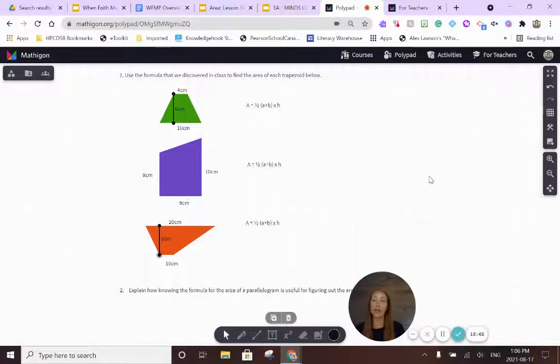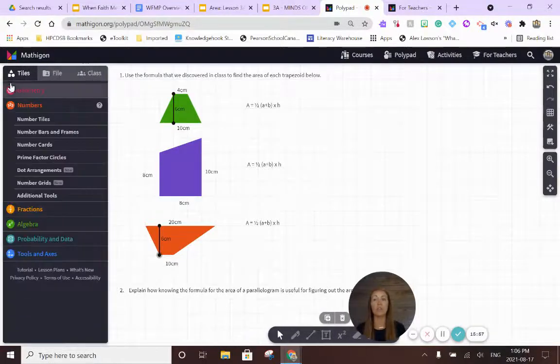So Mathigon Polypad gave me the opportunity to see my students' thinking, to make sure that they had a place where they could actually make the math look like math that they were used to doing in their workbooks. They had all of the tools that they would normally have accessible to them in a face-to-face classroom.